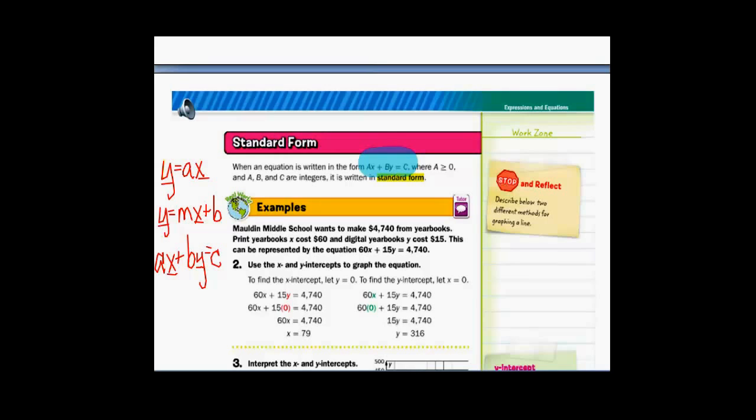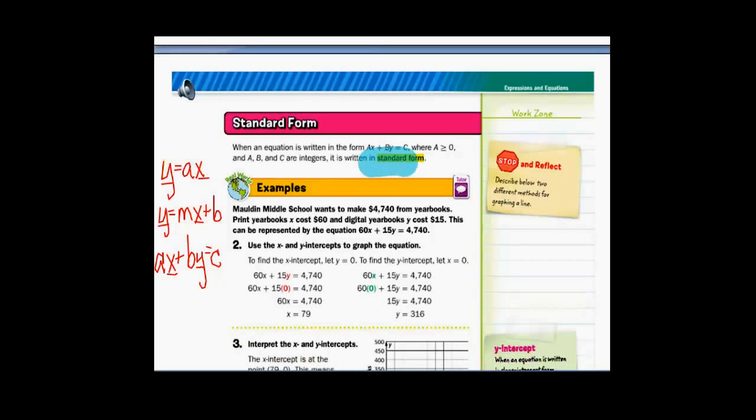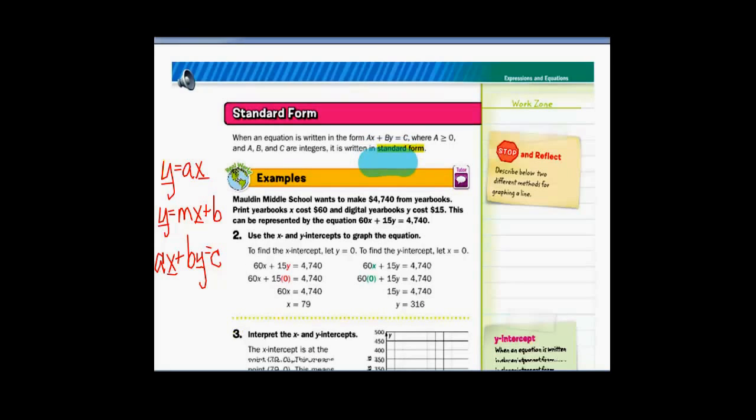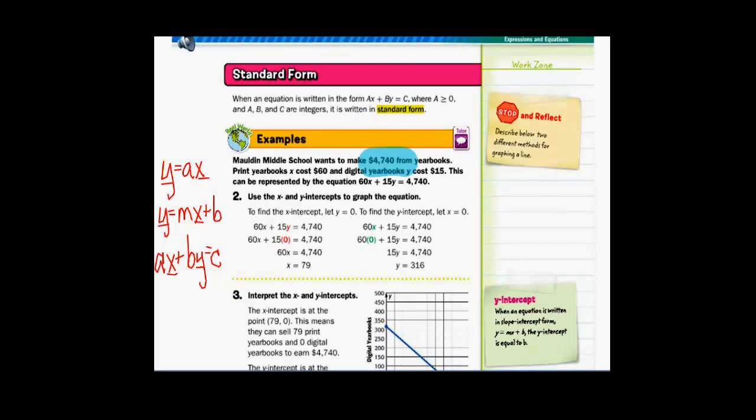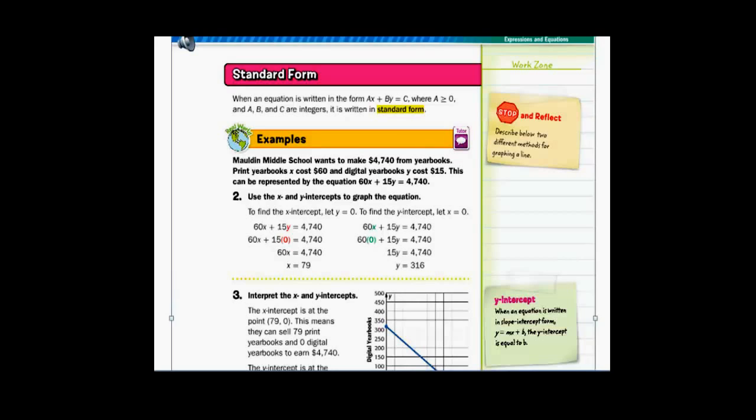All right. Last one we're just going to talk about here real quick. Malden Middle School wants to make $4,740 from yearbooks. Print yearbooks X cost $60 and digital yearbooks Y cost $15. This can be represented by the equation 60x plus 15y equals 4740. So what does that mean? They want you to be able to find the intercepts. So again, to find the x-intercept, you put in 0 for y, which in other words takes out the y altogether. 60x equals 4740. Divide by 60, you get x is 79.